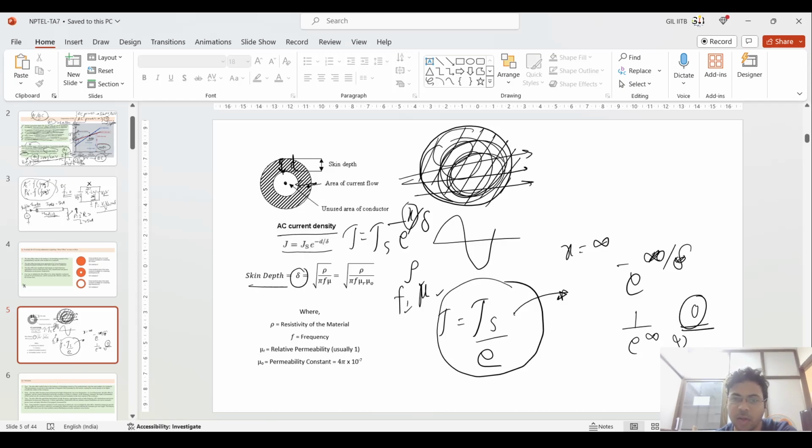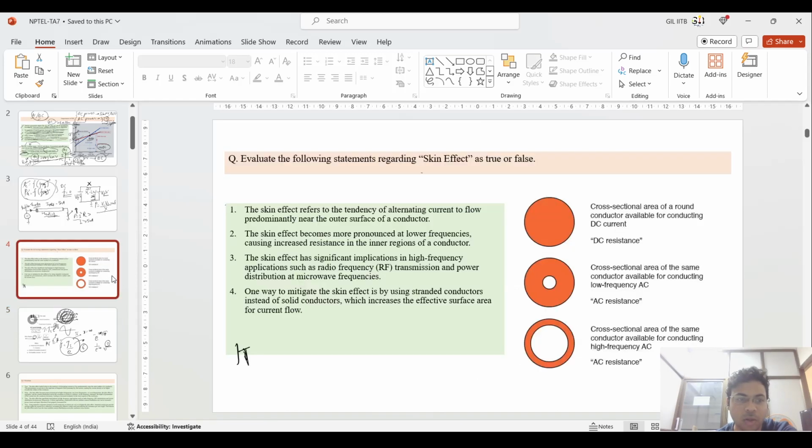So this is the factor such that you cannot go beyond a certain limit, which is the skin depth delta. So you will get a certain percentage of current density, not below that. This skin depth is also dependent upon certain factors such as what resistivity of your conductor is there, what frequency you are operating, and what is the relative permeability.